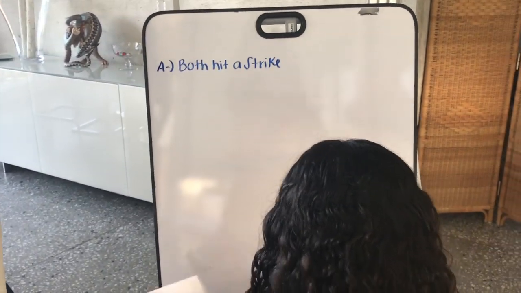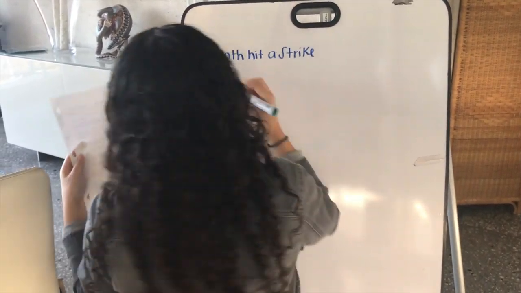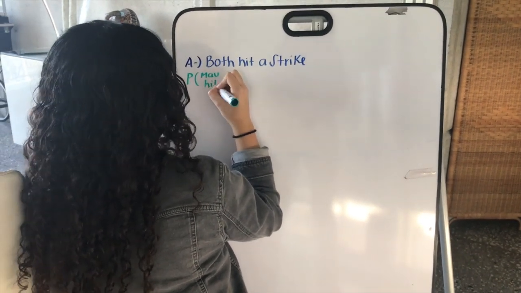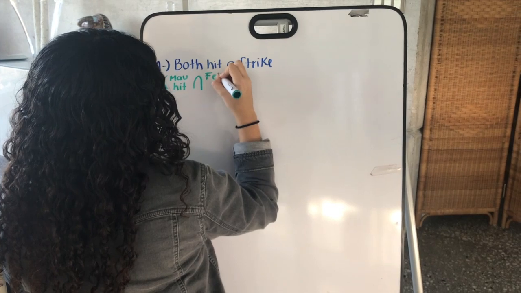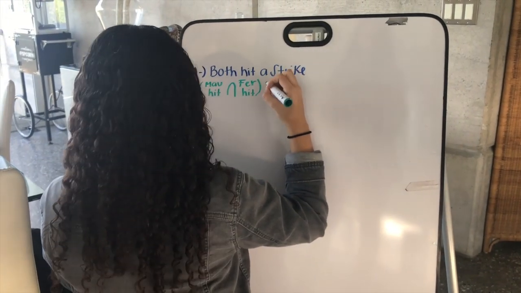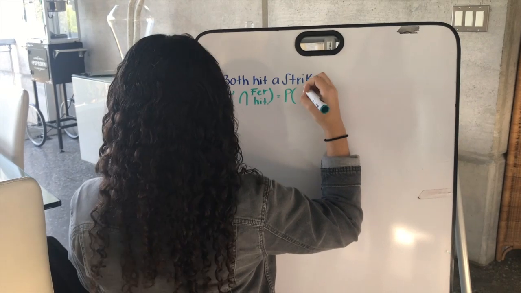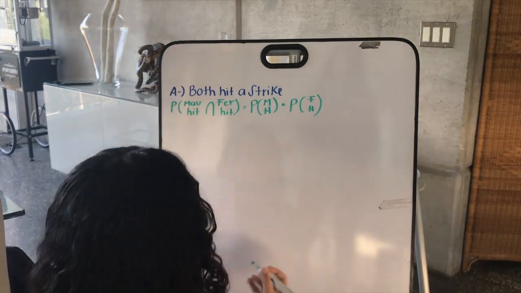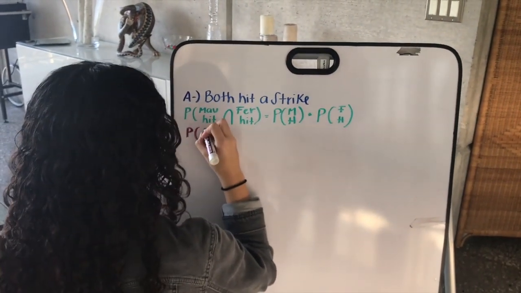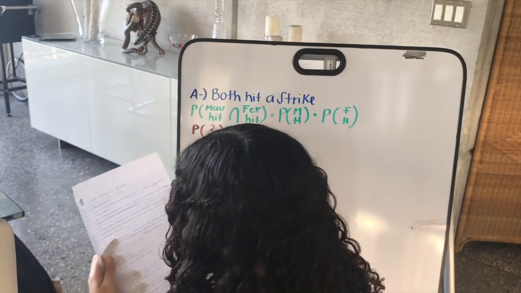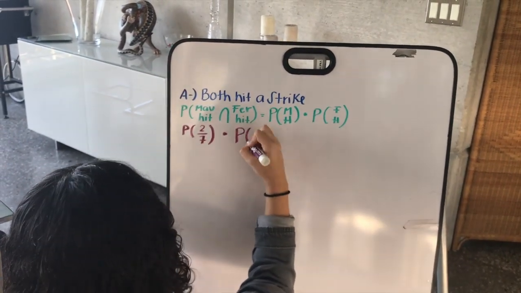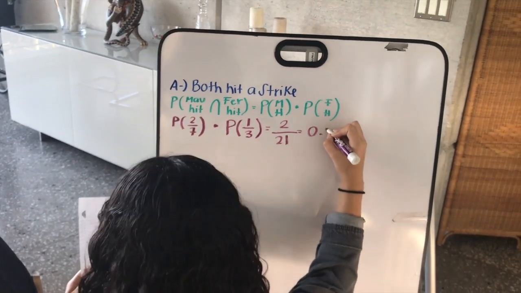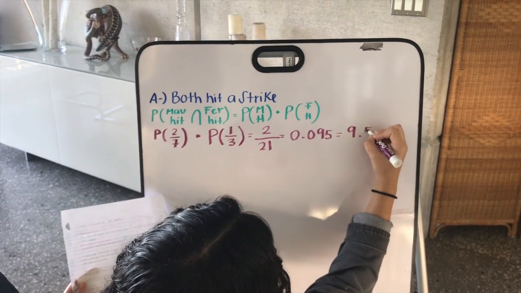So in the first problem, letter A asks us for the probability that both hit a strike. What we are going to do is take the probability that Mao hits and the probability that Fer hits, and multiply them. So it's going to be 2/7 times 1/3, and that is 2/21. Multiplied by 100, it'll be 9.52%.